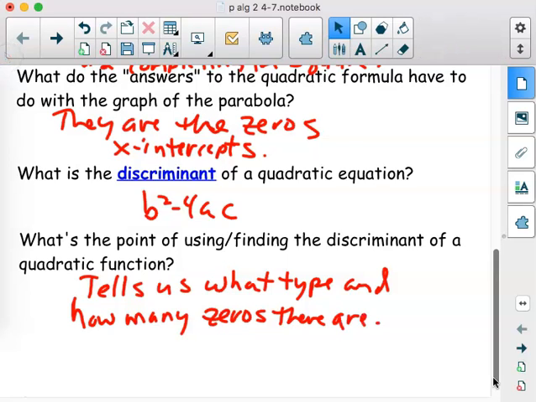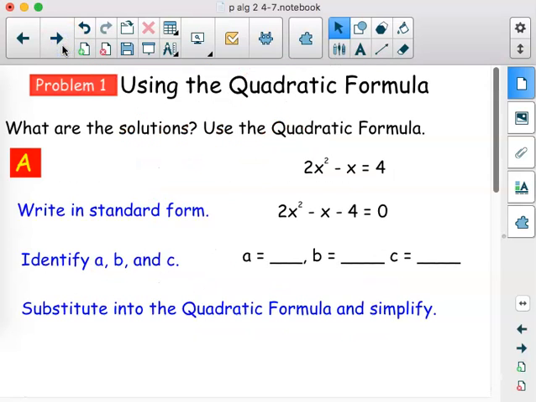So the discriminant tells us what type and how many zeros there are, because quadratics can cross the x-axis in two spots, but they could also bounce off at just one, or some of them never cross the x-axis. And so we want to know that. How many solutions should we be looking for as we're doing these? So that's just a little introduction on the vocab and the key concepts. But again, today is about that objective of, let's solve using the quadratic formula.